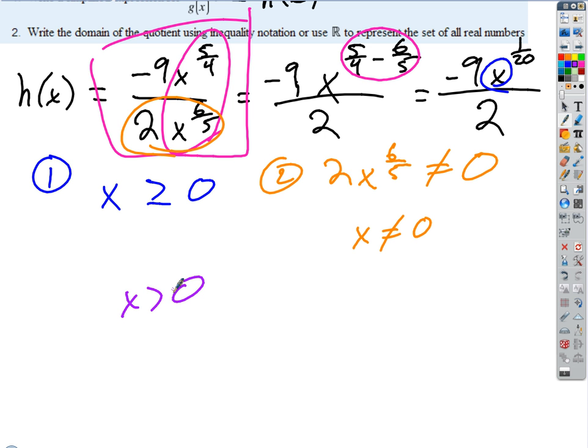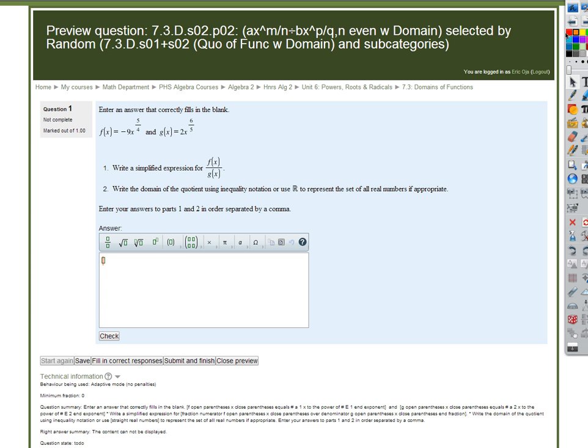Yep, exactly. And so if we want to input that in Moodle then, they want us to separate the two parts with a comma. So the first one was negative, what was it? 9x to the 120th. Or I could write it as a 20th root of x if I want to. Either way, it doesn't matter. Over 2, good. And then the second part was x is greater than 0? Okay.